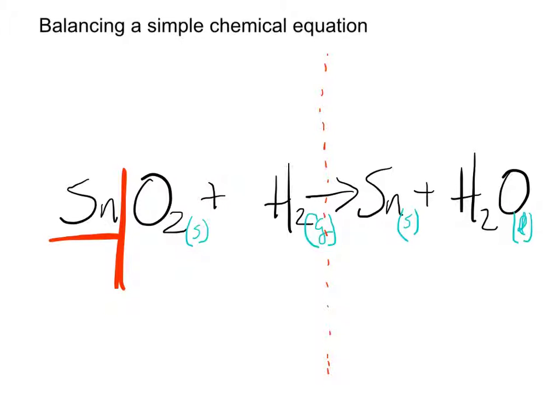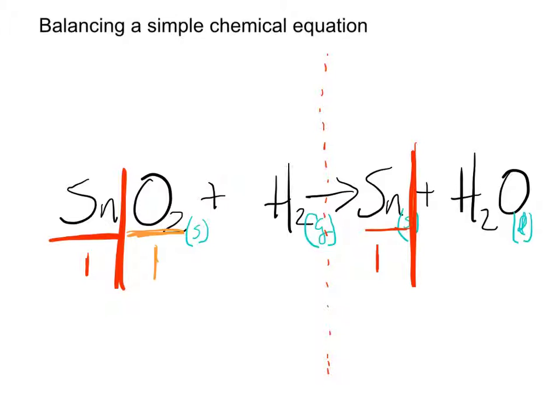Our tin on the left, we have one of them, right? On the right, we also have one tin. Okay, so that's actually already balanced out. But if we move on, we look at a different element, oxygen.